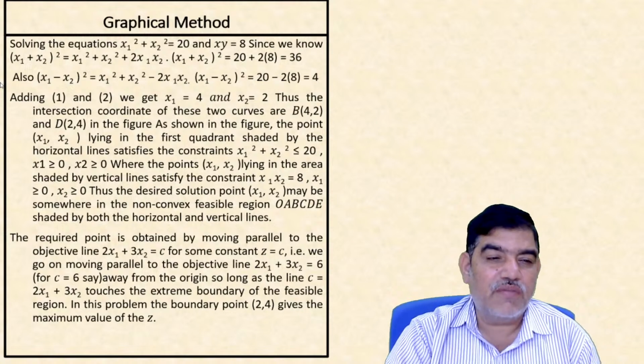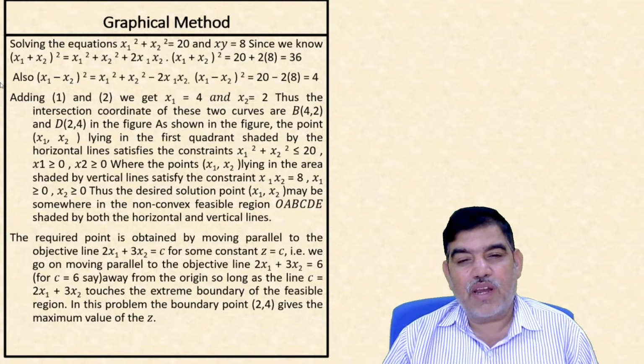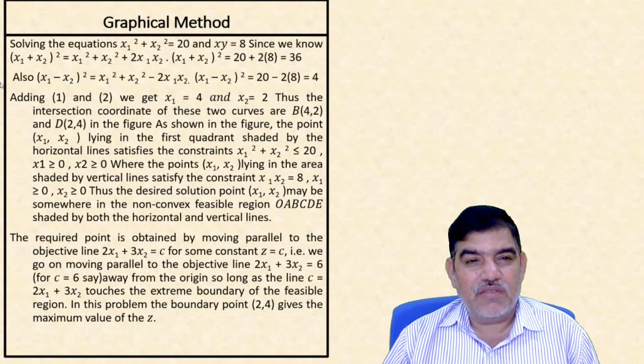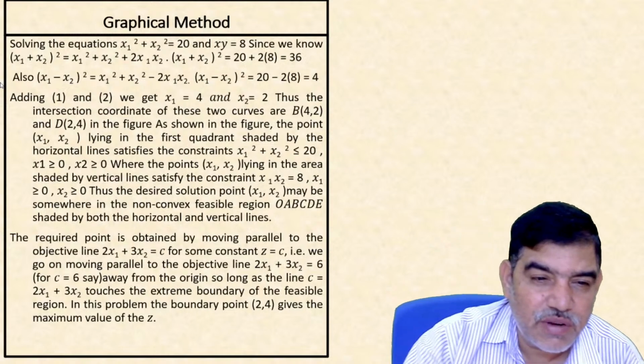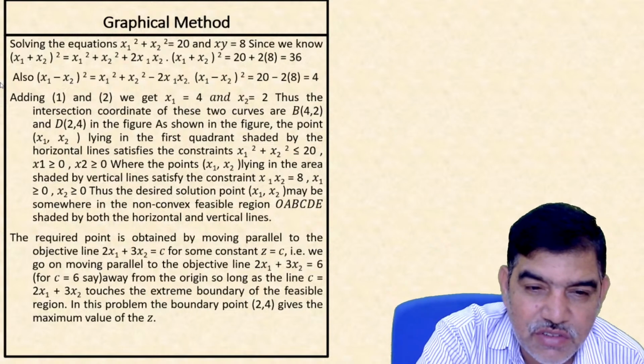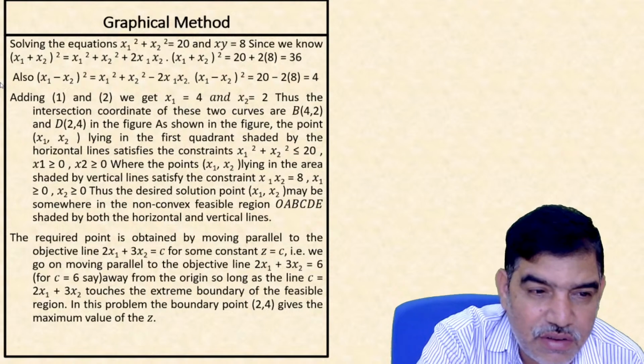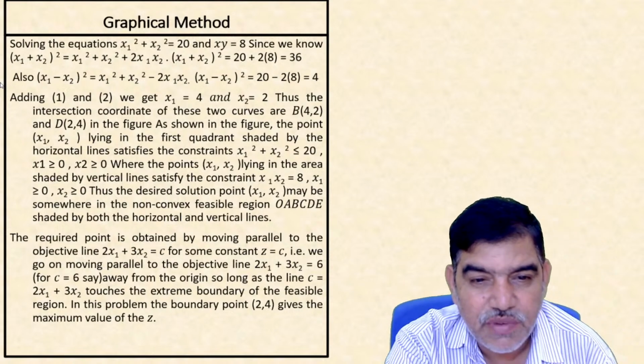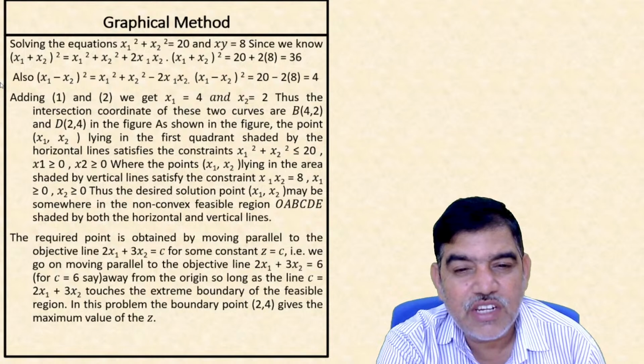The required point is obtained by moving parallel to the objective line. What is the objective function here? I am writing 2x1 plus 3x2 equal to c, for some constant z equal to c. We go on moving parallel to the objective line, 2x1 plus 3x2 equal to 6.